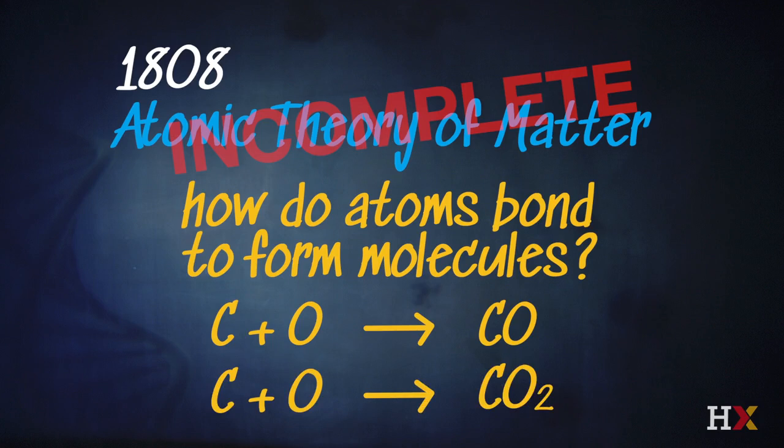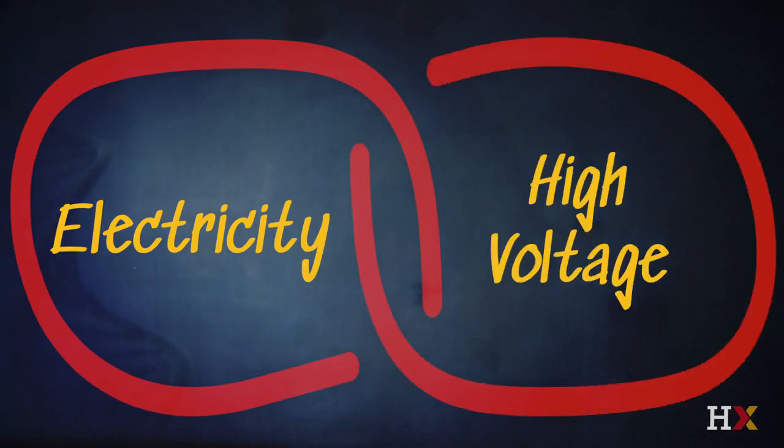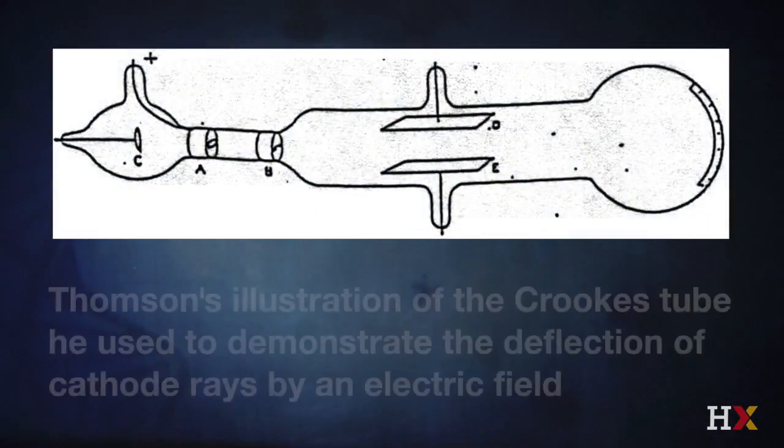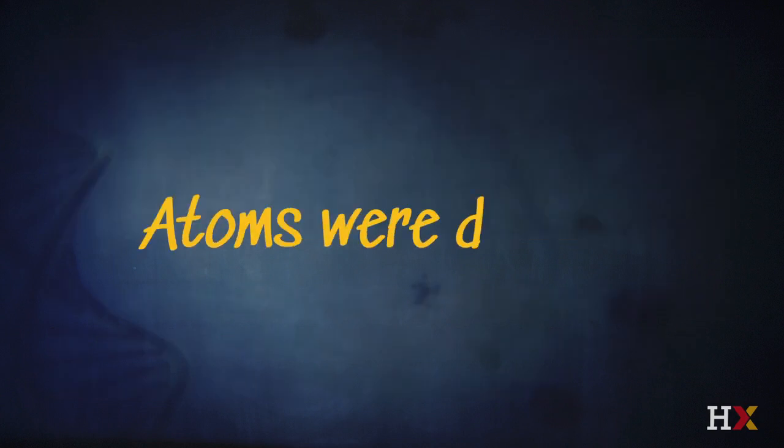The answer to this came from the discovery of the electron in 1897, and it was the union of the studies of electricity and high voltage that provided the crucial evidence for the existence of the electron. And it was the English physicist J.J. Thomson working with evacuated tubes that contained different gases like hydrogen or argon or neon or helium, to which he applied a high voltage, and the application of that high voltage created the recognition that atoms were divisible.